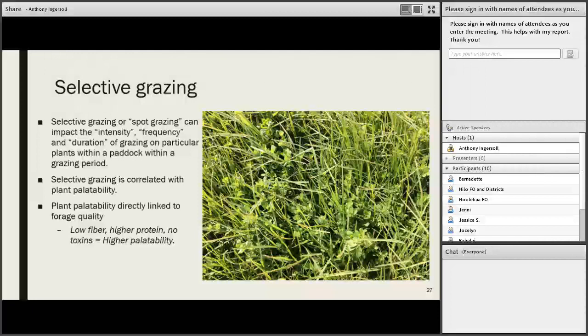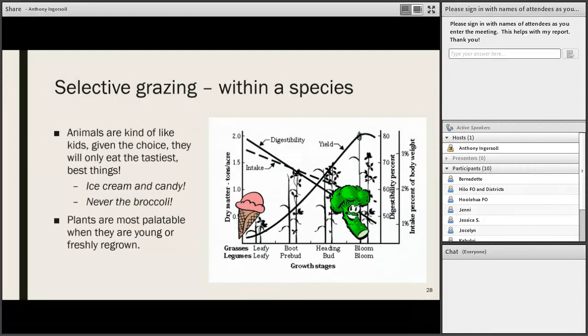And we know plant palatability is directly linked to forage quality, right? We talked about that. The lower the fiber, the higher the protein, and if there's no toxins in it, it's generally going to be a very palatable plant. So we can have selective grazing occurring within a species. Animals are kind of like kids, and if you give them a choice, they're going to eat the tastiest, best things. We talk about certain plants being ice cream forage plants or candy. And, just like kids, they're rarely going to go to the broccoli if they don't have to.